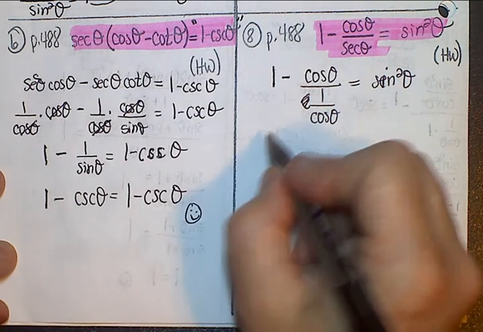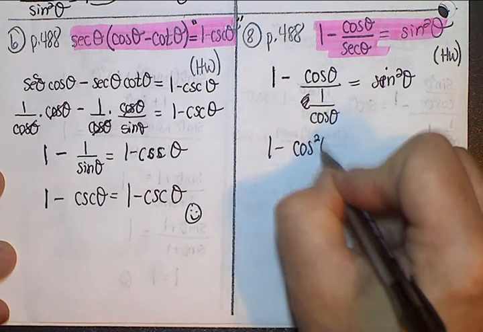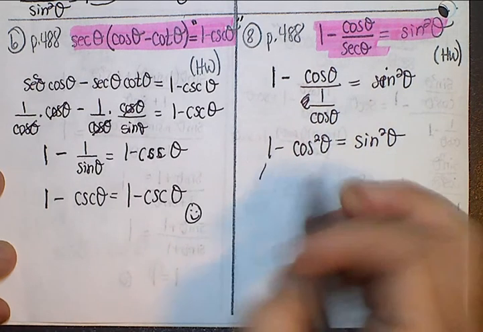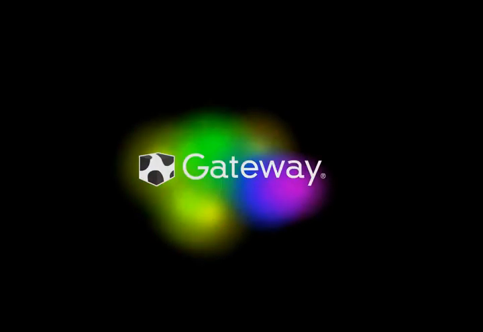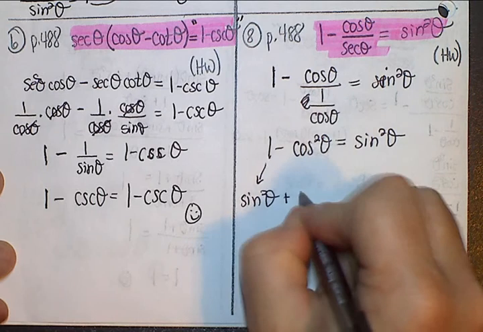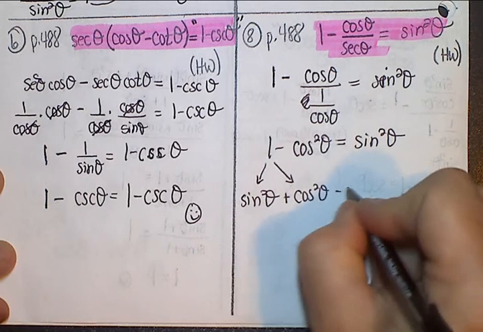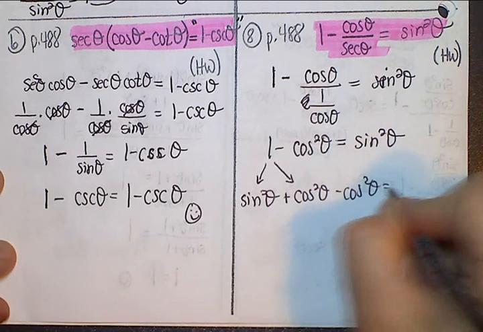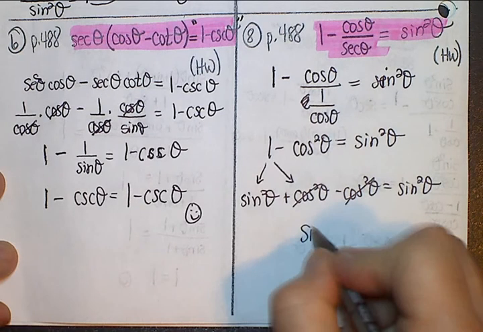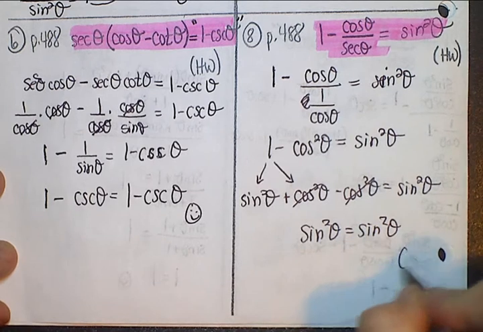State change flip, I get 1 minus, this will be cosine times cosine, which is cosine squared theta, and that needs to be sine squared theta. Once again, that Pythagorean theorem comes in. 1 is sine squared theta plus cosine squared theta, that's 1. And then minus my cosine squared theta needs to be sine squared theta. The two cosines are gone. We have sine squared theta is equal to sine squared theta. And again, we're done.